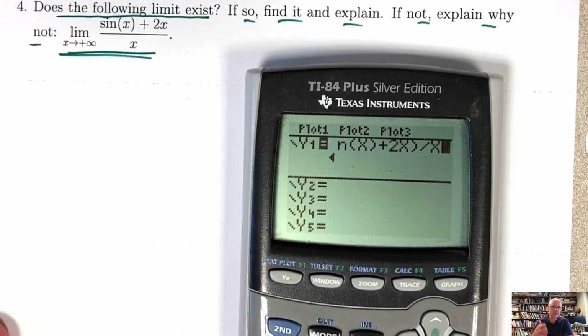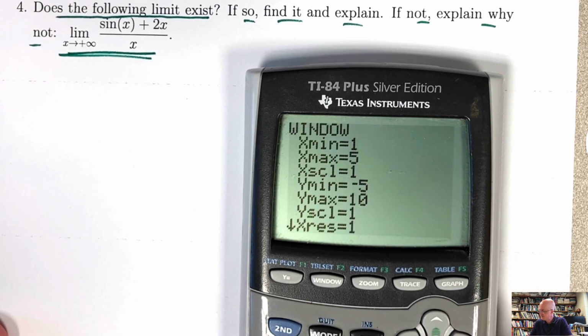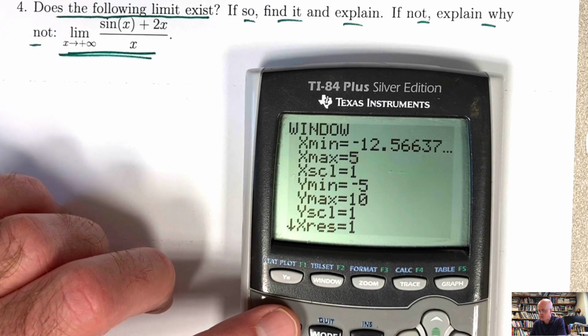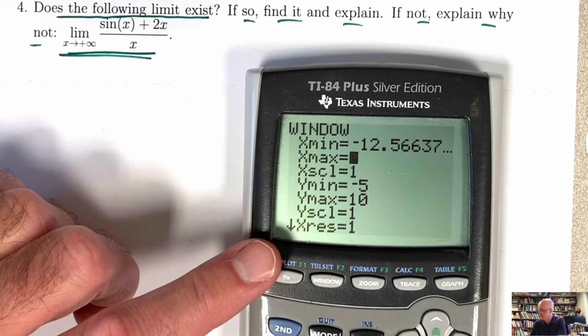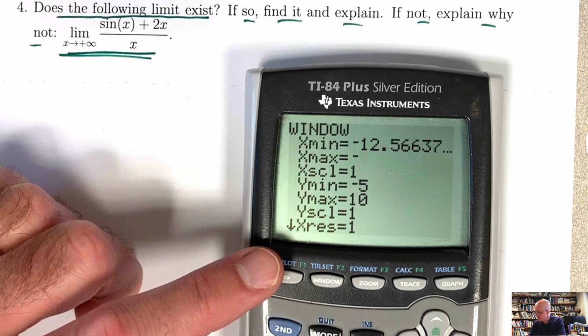So sine oscillates with period 2 pi here. So I could choose, for example, negative 4 pi to positive 4 pi and just see what we see here. Let's go ahead and try that. Negative 4 pi to positive 4 pi. Of course, we're only letting x go to plus infinity, but it might be good to see what happens as x goes to minus infinity as well. And maybe the same kind of thing happens.